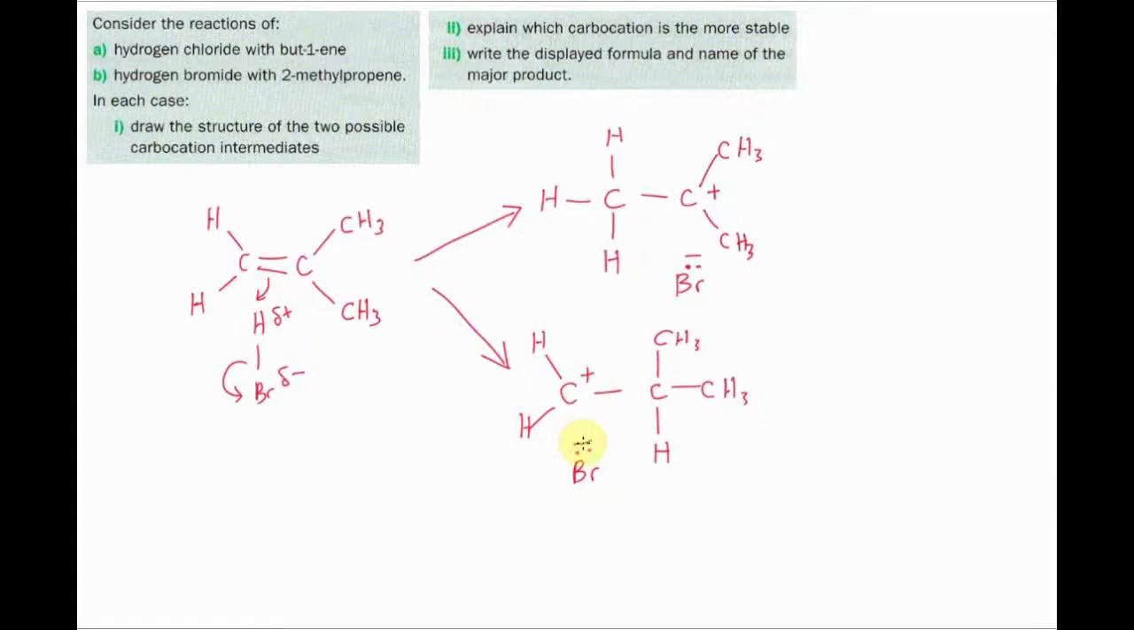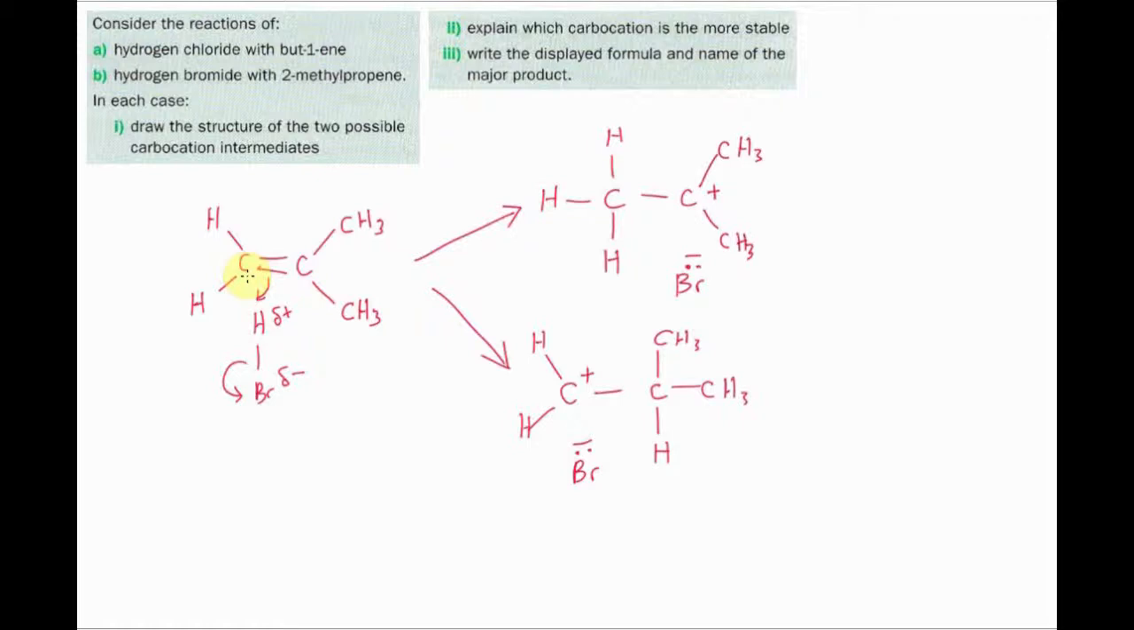So draw the structure of the 2 possible carbocation intermediates. So that's one of them with the positive charge on carbon 2, and that's the other one with the positive charge on carbon 1. It just all depends how these electrons move to form the bond. They can form a bond here, or they can form the bond there and leave that one positive.